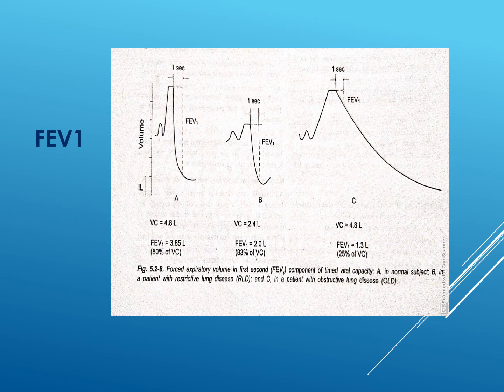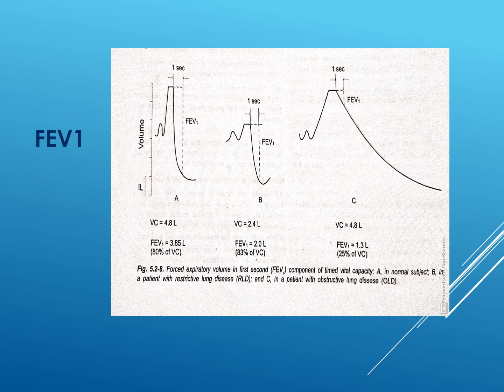Here what is happening? There is a high flow rate. In restrictive disease patients, there are high flow rates. Therefore, their FEV1 exceeds 80%, that is, more than 83%. How are we getting that? FEV1 is equal to 2 liters and normal vital capacity is 2.4 liters. So if we do 2 by 2.4 into 100, we get 83%.